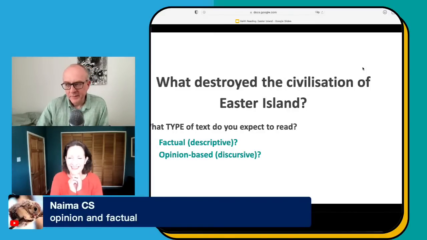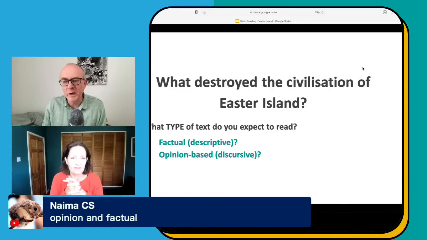What do you think? I'm going to jump in because my initial feeling is what destroyed the civilization, there must be an answer. I'm wondering if it's factual because it was destroyed in a certain way, possibly. I'm not sure. Let's see what the students say as well.